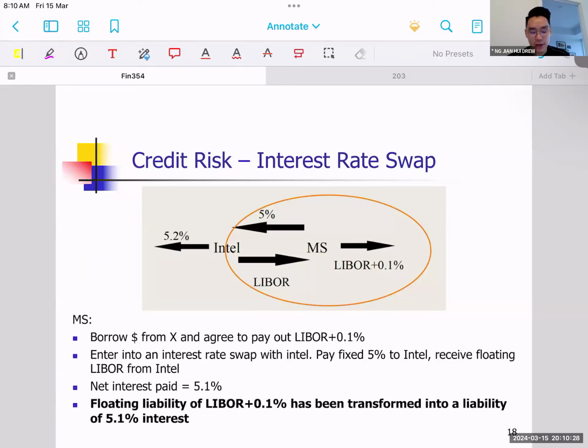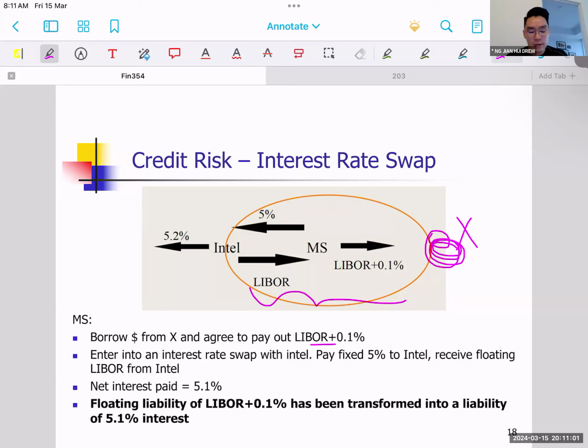Now we have two companies, Intel and Microsoft. Let's focus on the portion of Microsoft here. Microsoft borrowed some money from this person X, and agreed that when they borrow the money, Microsoft will have to pay LIBOR plus 0.1%. This is what Microsoft has to pay to the party that it borrowed money from.